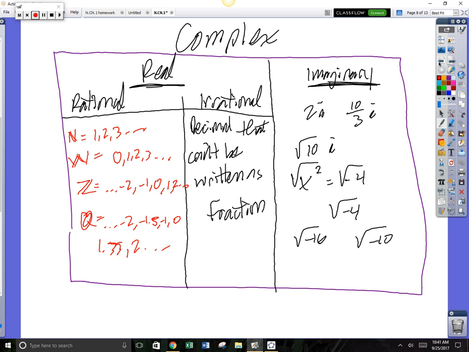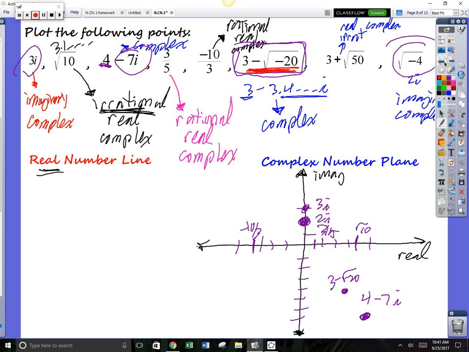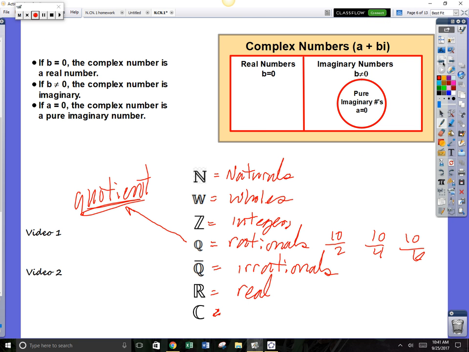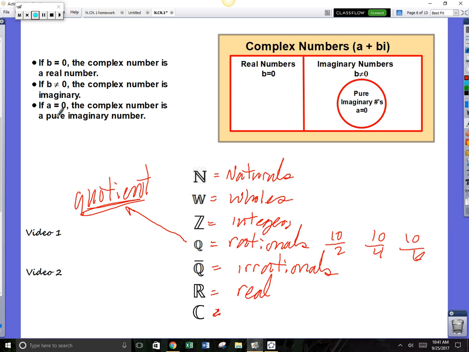Okay, now go back to your notes. Go back to this part right here. Okay, look at this. This is a big deal. This a plus bi, this is how we're going to express all our answers. You put the real part first, and you put the imaginary part second. So the a is referring to the part that is real, and the bi is referring to a part that is imaginary.